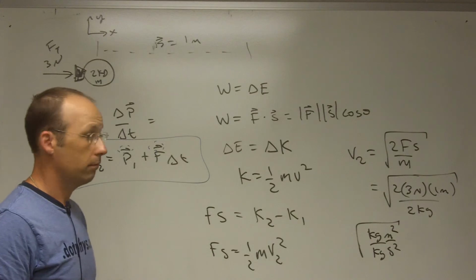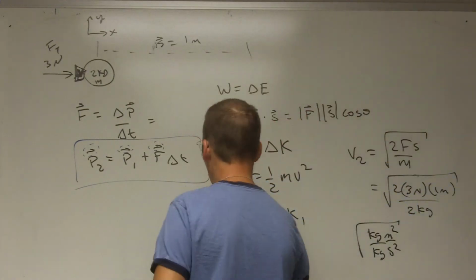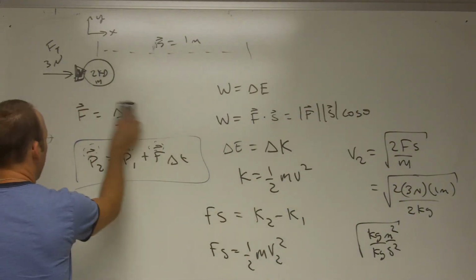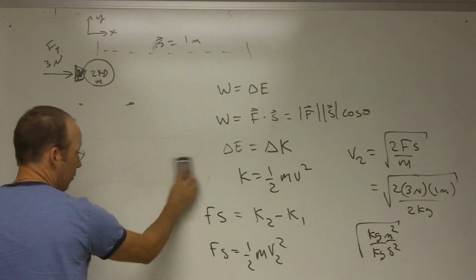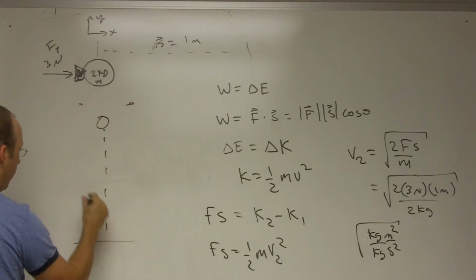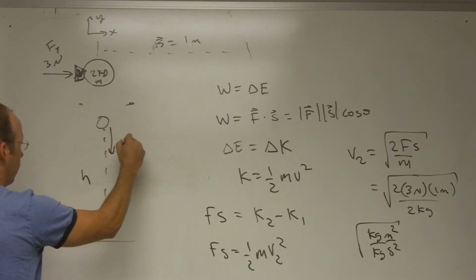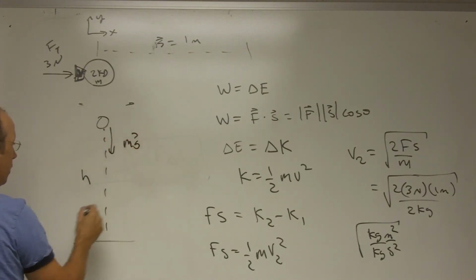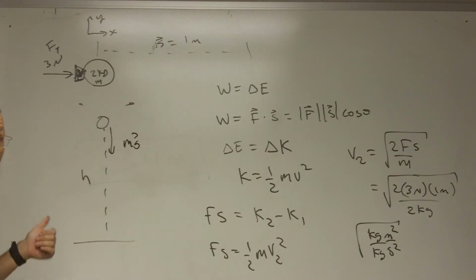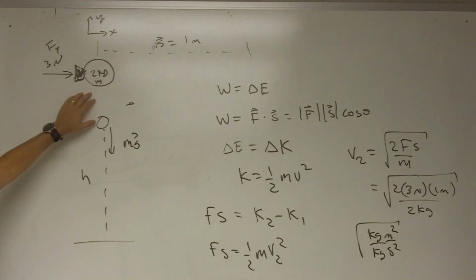Let me see how much time I have. Okay, really quick, let me show you that this is the exact same thing we got before for how fast something is moving when you drop it. If I drop this ball from a height h, then I have gravity, mg, and there's my height h, and it starts from rest. If you turn that sideways, it's exactly the same as this.